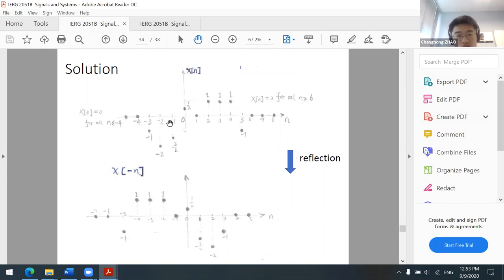Similarly, everything originally on the left of n equals zero is now flipped to the right, because if we originally read to the left, it is -3/2, -2, -1, 0, 0, and so on. Now, if we read to the right, it's -3/2, -2, -1, 0, 0, and so on. So this is the time reflection or time reversal for the discrete time signal. The first step is the reflection.